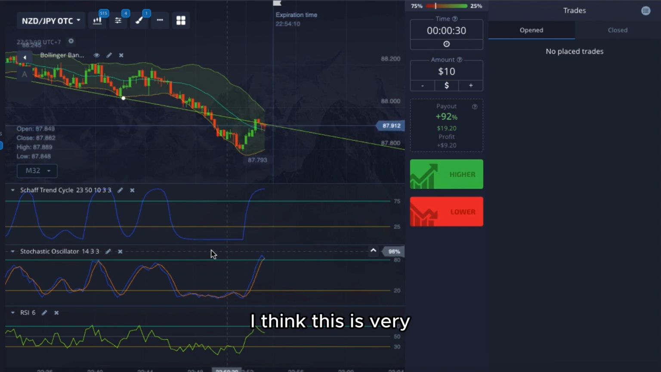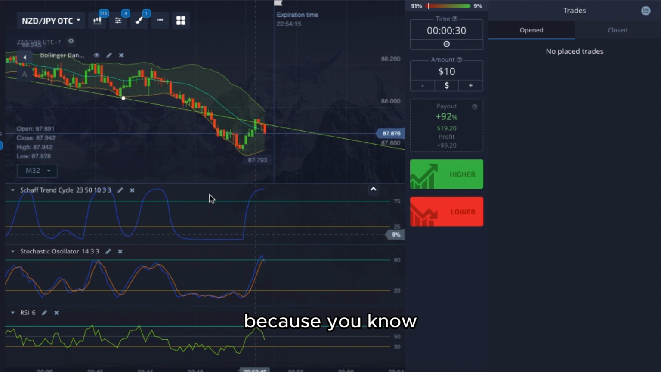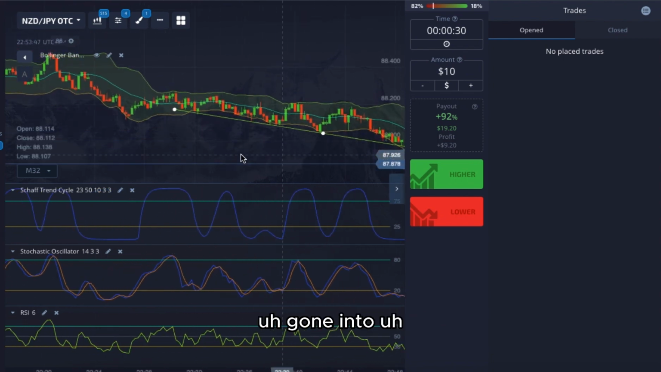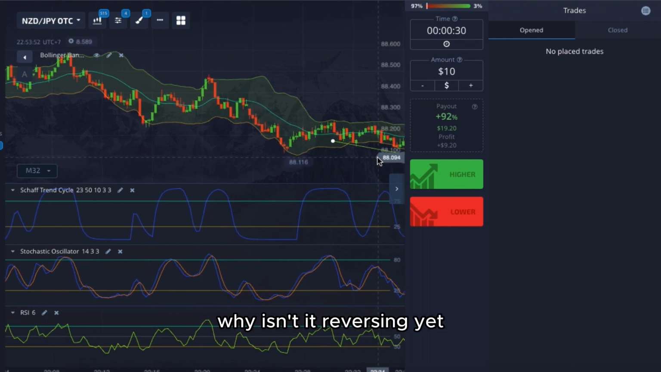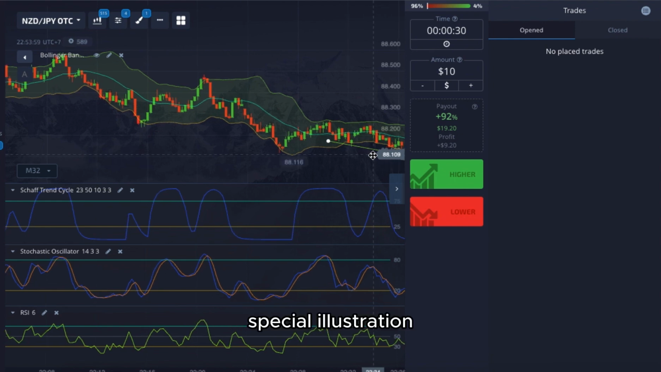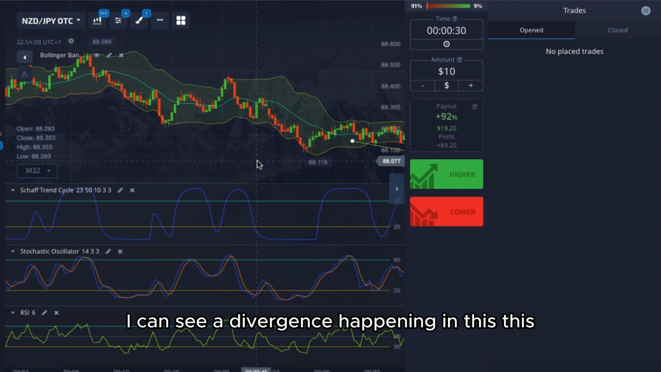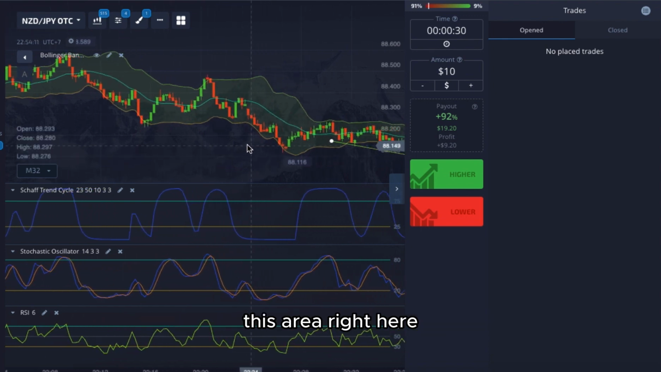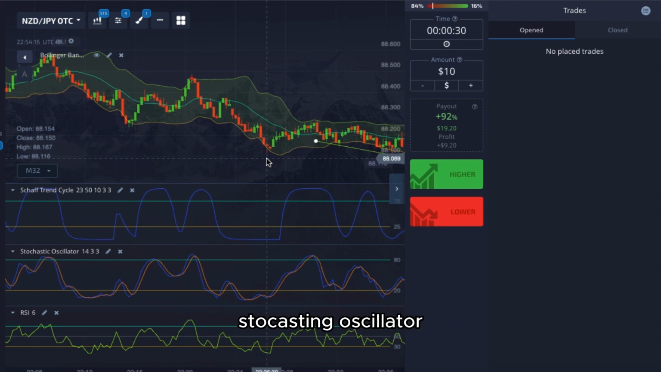So on the whole, I think this is a very interesting indicator, because if you've ever gone into martingales and you're wondering, okay, why isn't it reversing yet? Why is it still going a certain way? Then I think this provides a really good visual illustration. Combined with stochastics, in this setup here, I can see a divergence happening in this area right here. Can you see that? The divergence that's happening on the stochastic oscillator.